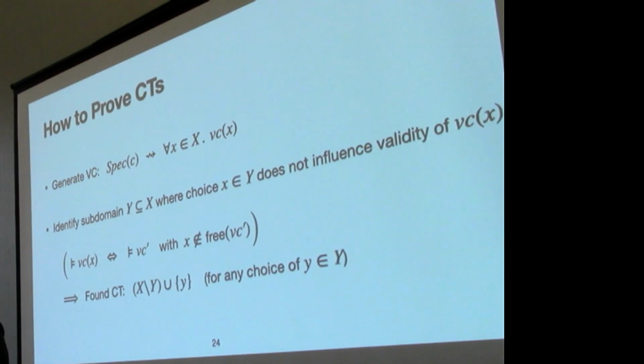And if that worked, we get a formula VC prime, where x doesn't show up anymore, and that means that we just found a completeness threshold. So it means that for any memory safety proof, we can basically drop the subdomain y and replace it by an arbitrary representative from this subdomain, and then that's all that we have to check in a memory safety proof.